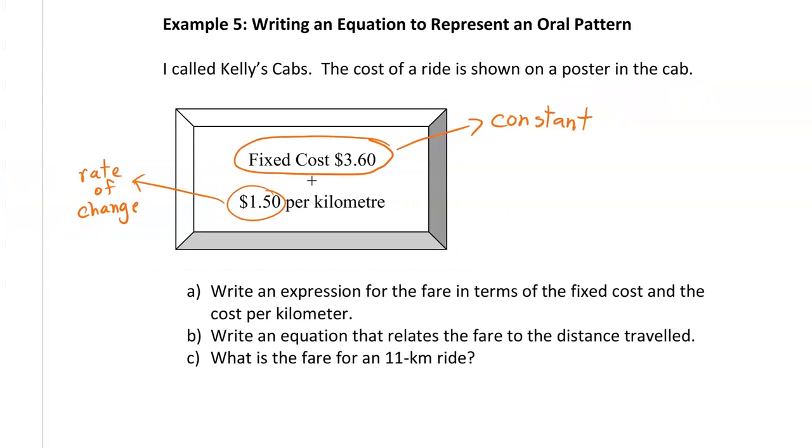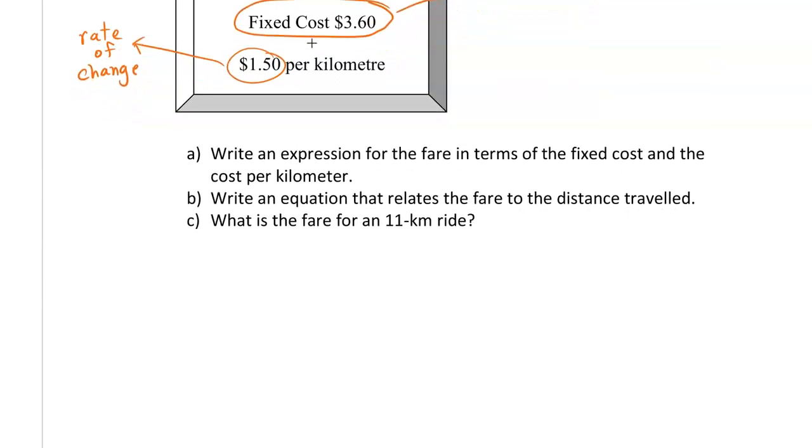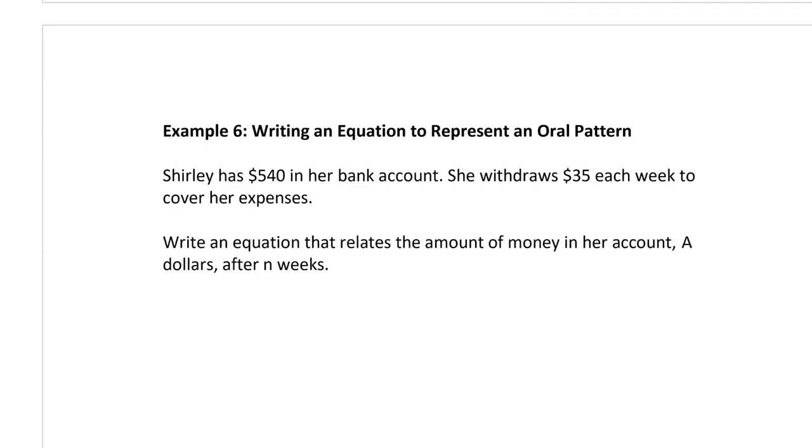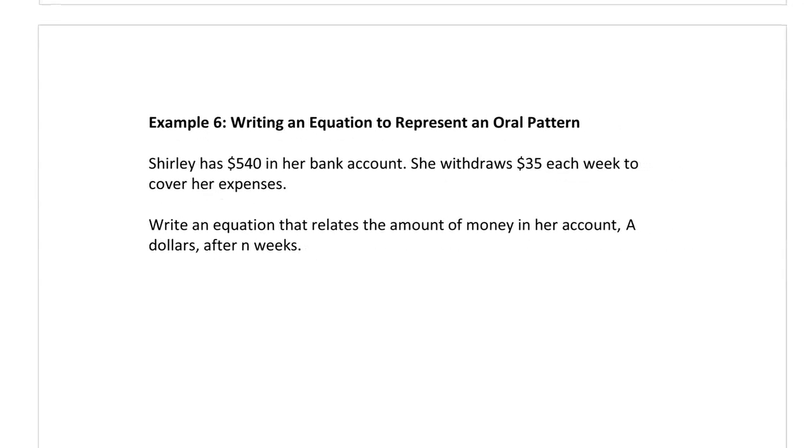Now you have enough information to answer the following letters below. For example 6 here, you're going to be looking at another very similar type of equation. And remember, the first thing that you want to look at is what is your rate of change and what is your constant. That's going to help you build your equation so that you can solve for the following questions.